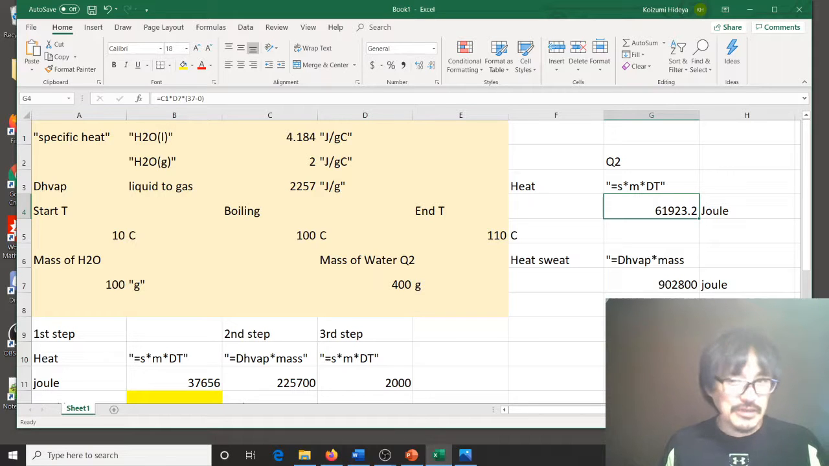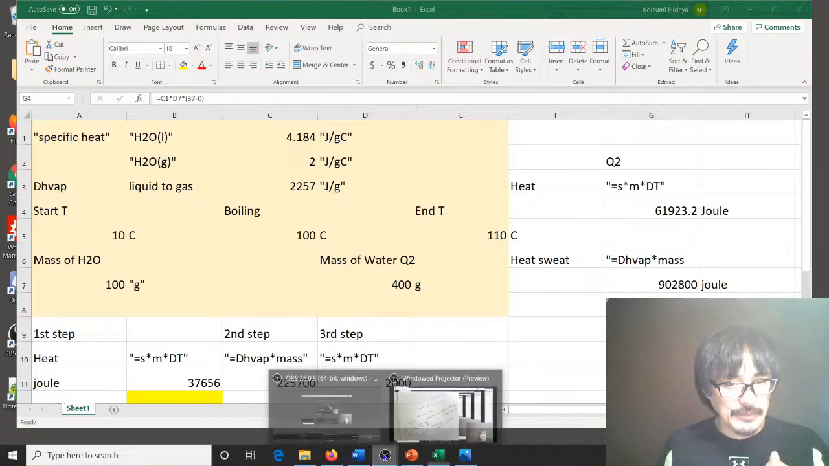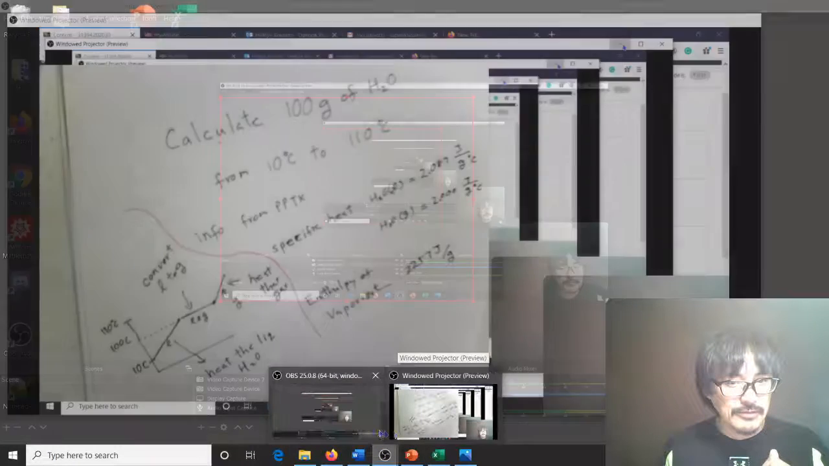But when you actually drink the water and then you sweat everything out, then the total heat lost by the body is going to be this number plus that number. That's pretty much all I have to say about this.